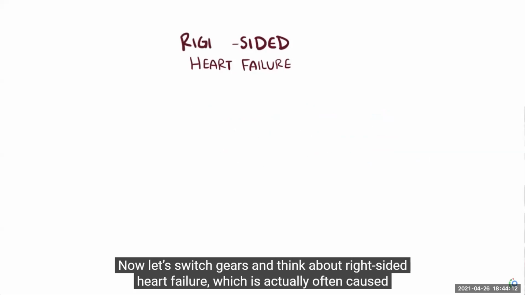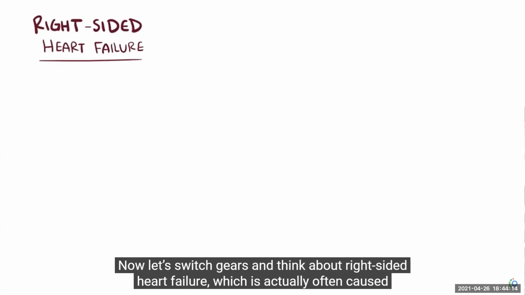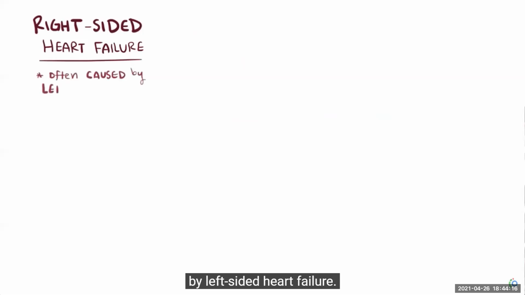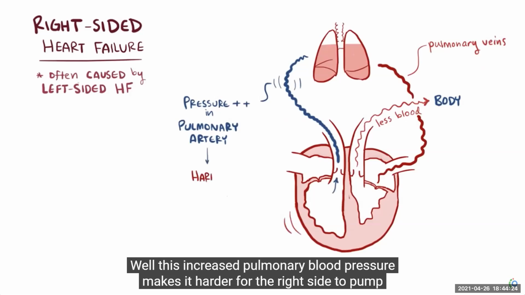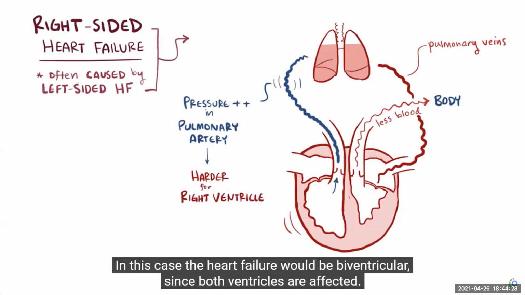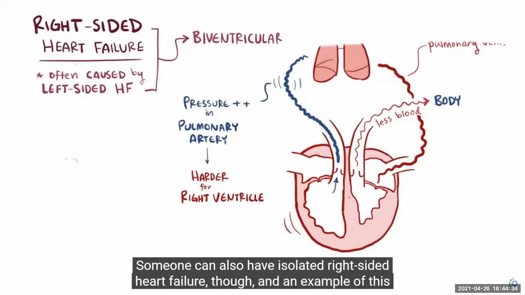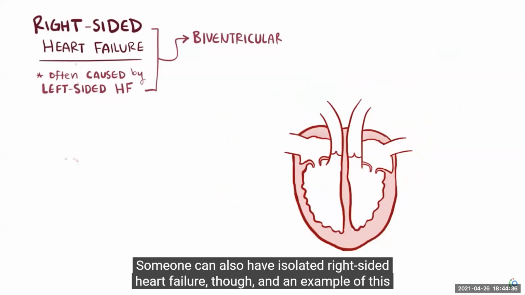Now let's switch gears and think about right-sided heart failure, which is actually often caused by left-sided heart failure. Remember how fluid buildup increased the pressure in the pulmonary artery? Well, this increased pulmonary blood pressure makes it harder for the right side to pump blood into. In this case, the heart failure would be biventricular, since both ventricles are affected. Someone can also have isolated right-sided heart failure, though.